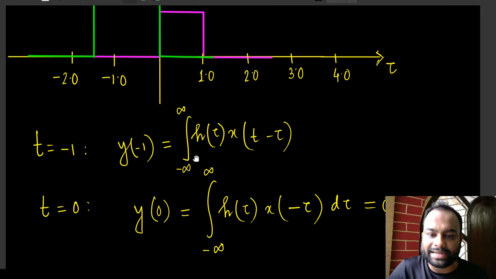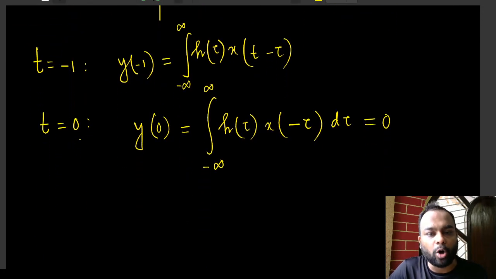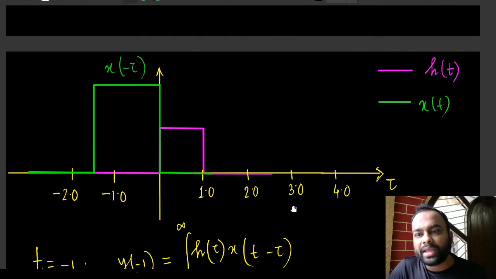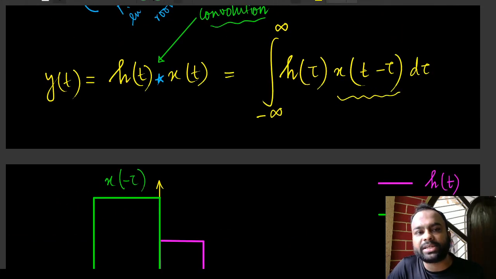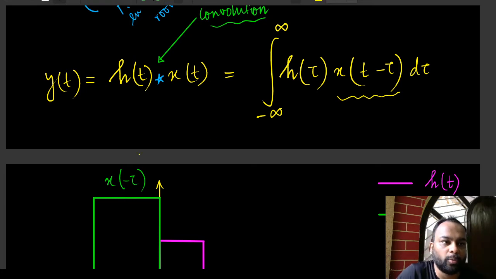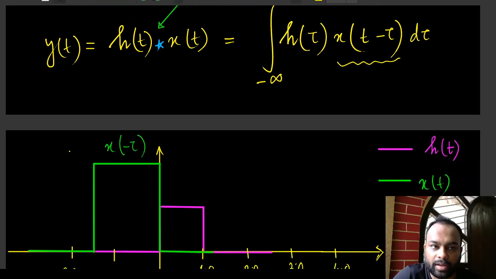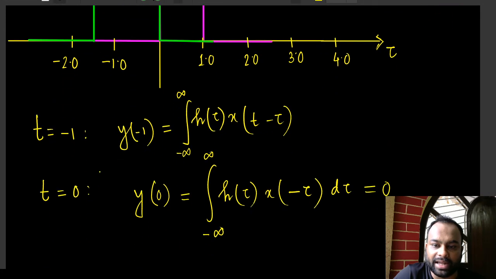So we did that. Let's write it mathematically. I want to calculate the output of the system when t is equal to 0. So I want to calculate y0. Instead of just saying yt, I have to calculate y0. And if I put t equal to 0 in this expression, I would have h tau into x of 0 minus tau. So that's h tau into x of minus tau d tau, that integration from minus infinity to plus infinity. Right. So I think that's clear, right?